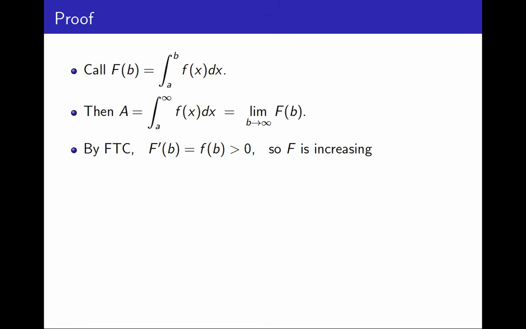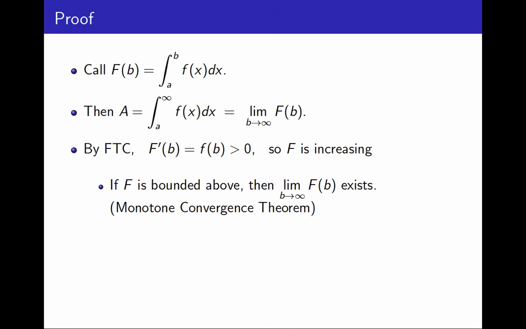More precisely, if I assume the function big F is bounded above, picture it, is a function that is increasing and bounded above. So as b approaches infinity, there must be a limit, and that limit actually will be the supremum of the function. This is the monotone convergence theorem.